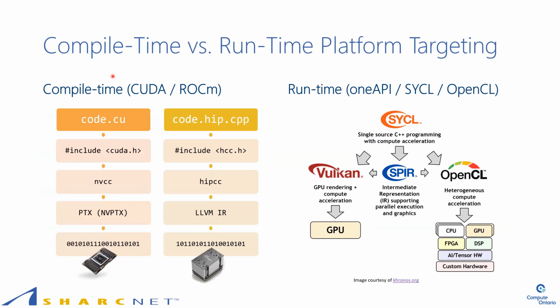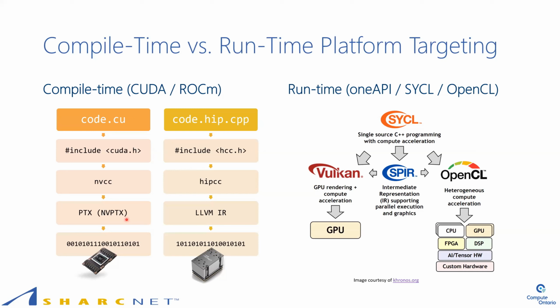For CUDA and ROCm programs, the distinction between different GPUs happens at compile time or link time. So to target both platforms, you need two different code bases that produce two distinct executable files. For example, for CUDA, you have source code, for example .cu, and you use the NVCC compiler to turn it into an intermediate representation, which is called PTX, parallel thread execution, or NVPTX.